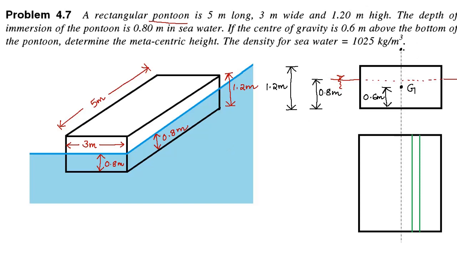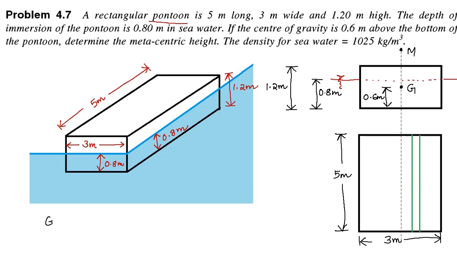Metacenter will be somewhere here. Metacenter will be somewhere above the body, and it is the point about which this pontoon will oscillate when we give a small tilt, and this is a plan view. So when we mark the dimensions at the plan view, this length will be 5 meter, this dimension will be 3 meter. Okay, we need to find the metacentric height.